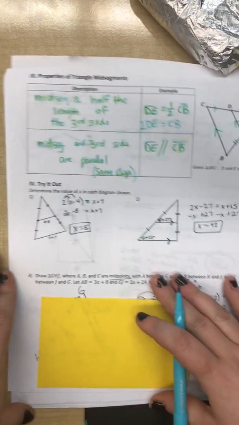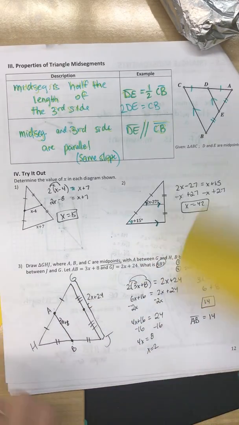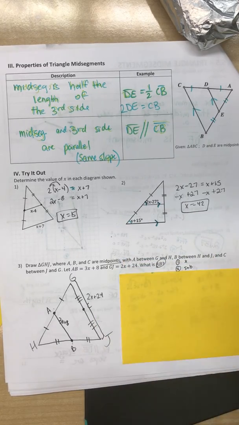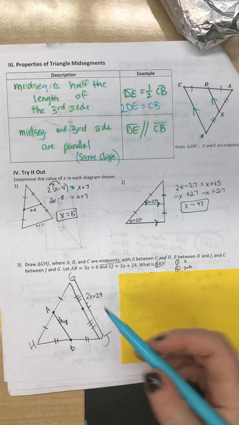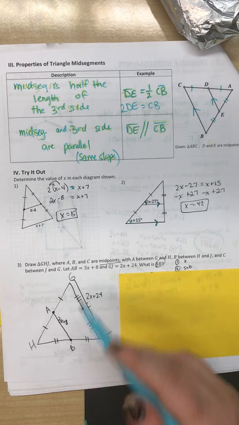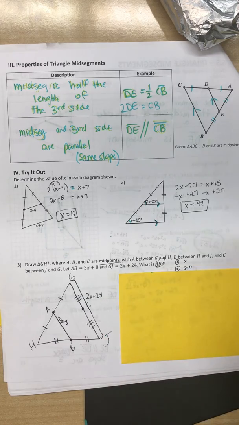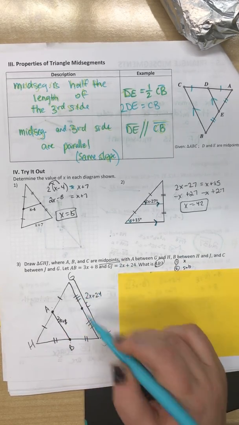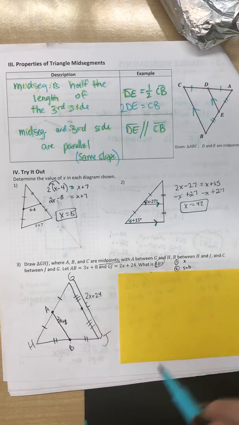Number 3 is you have to start with drawing a diagram. Let's just quickly read it. We have to draw triangle GHJ, where A, B, and C are midpoints of each side respectively, and A is between, tells you where each one is. So AB is 3x plus 8, and GJ is 2x plus 24, so what is AB?